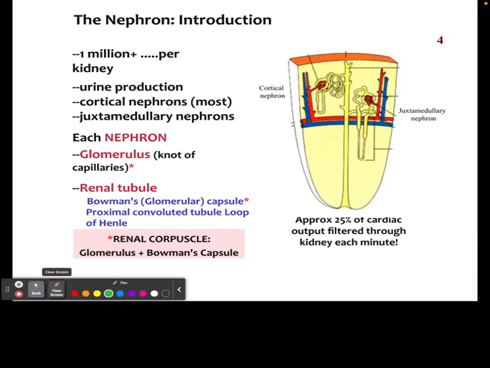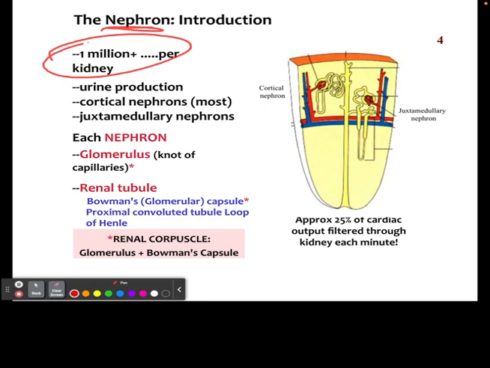The next thing to discuss here is the nephron. So the nephron is the functional unit of the kidney. What that means is this is where the work happens. This is where all the filtration is going to occur. They are super small. There's over 1 million per kidney.